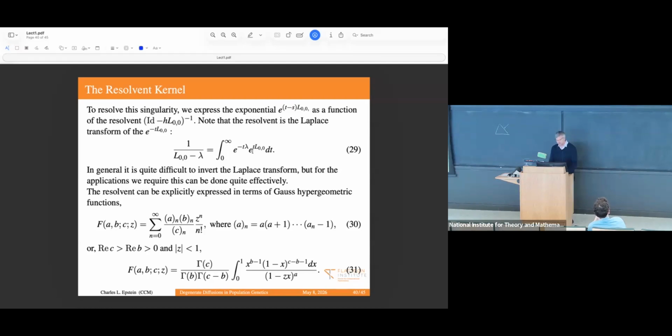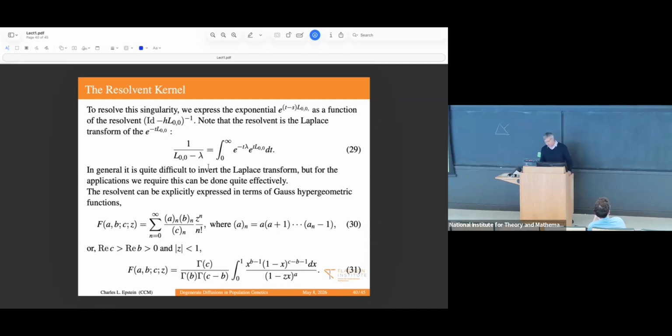So if I take e to the minus t L00, or e to the t, I guess L was, that negative sign is wrong because L00 is a negative operator. So if I take the Laplace transform, which I have right here in equation 29, what I get is 1 over L00 minus lambda. Well, that's just a formal calculation, but that's actually true. I do get the resolvent kernel if I take the Laplace transform of the heat kernel.